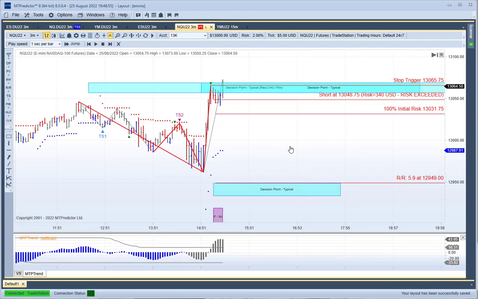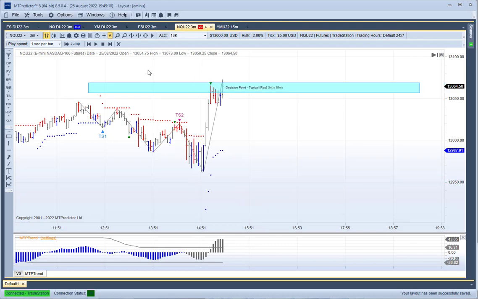So that's what we're doing with MTPredictor. We're looking for large profits, but when those large profits don't unfold and the losses come through, we're looking to keep the losses small. So this is the first point of this video, to understand that no matter how good the trade looks, losses can and will and do unfold.